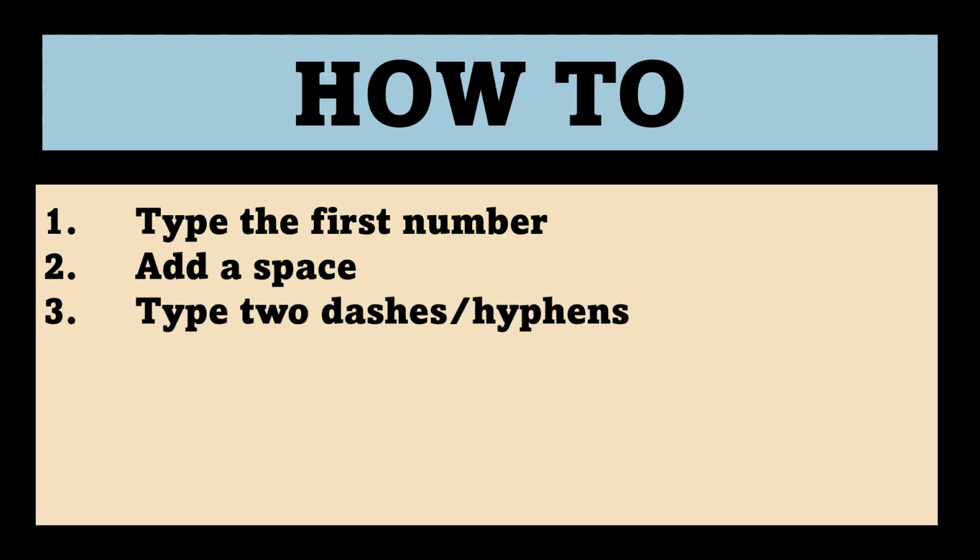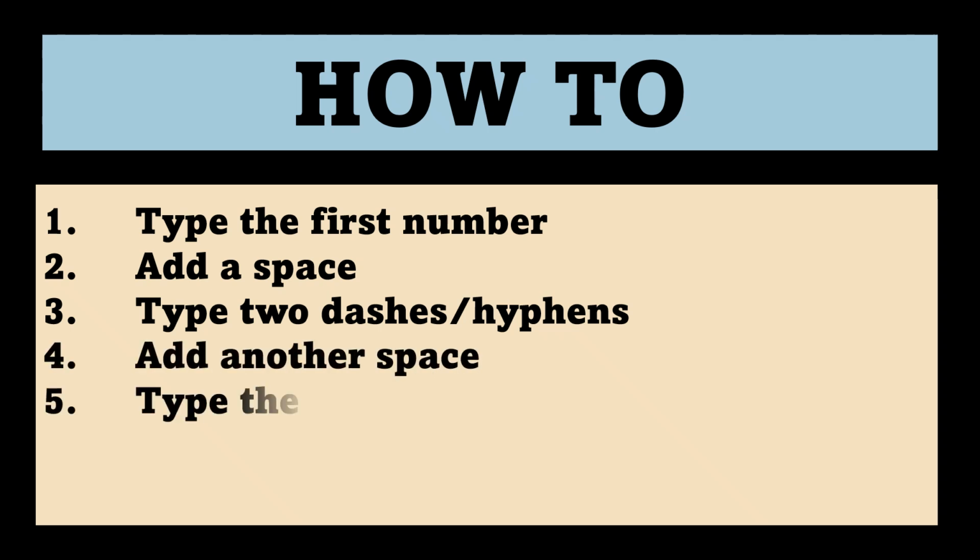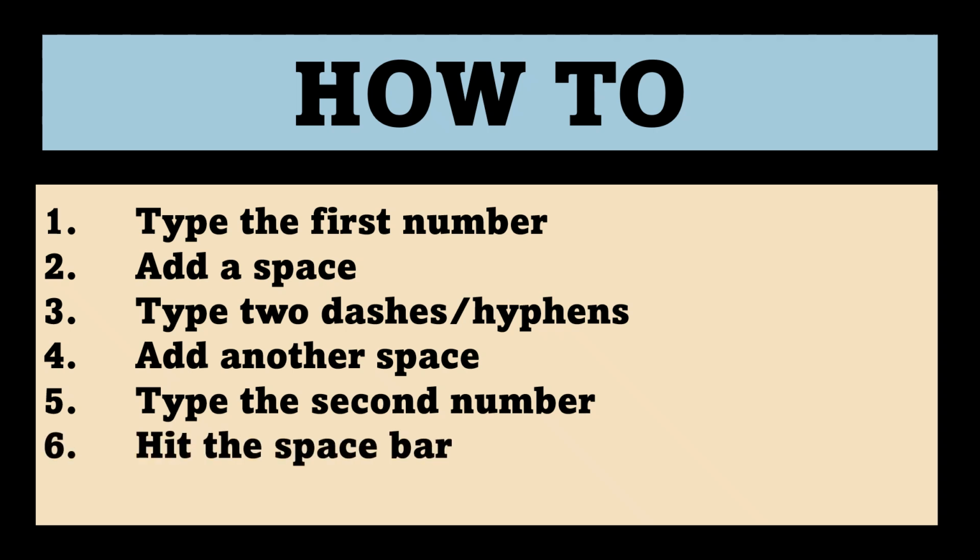Then we type 2 dashes or hyphens. Hyphens and dashes are essentially the same thing. Then add another space. Then type the second number in the range. Then finally you hit the space bar, and when you hit the space bar after that second number, it'll turn into an N dash, and then you go back and you remove the empty spaces you created between the numbers and the dashes.